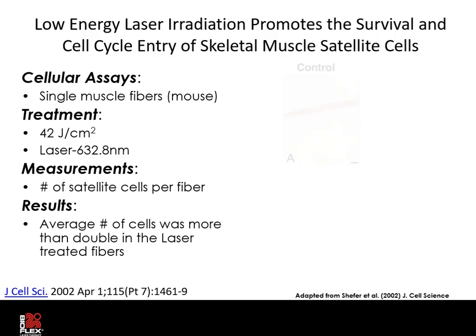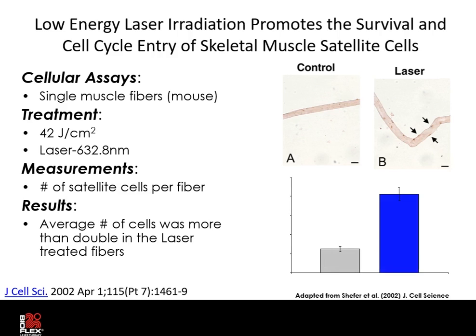to repair themselves. So this experiment was an assay of single muscle fibers in mice, some of which they had as controls and others of which they irradiated with red light in the wavelength of 632.8 nanometers. And then they looked to measure the number of satellite cells per fiber after the irradiation, and they found that there were approximately 4 times the number of satellite cells compared to the control. So we know that by stimulating muscle fibers with light, it increases the activity and the numbers of these stem cells to help repair damaged muscle fibers.